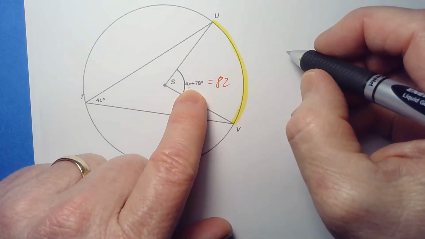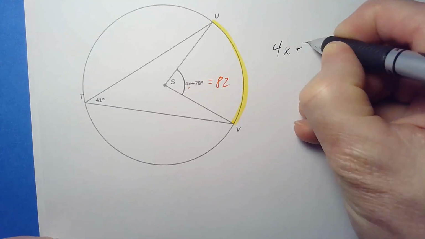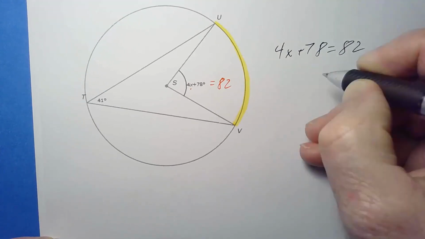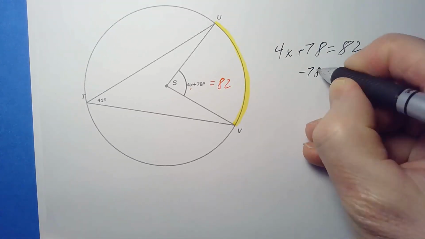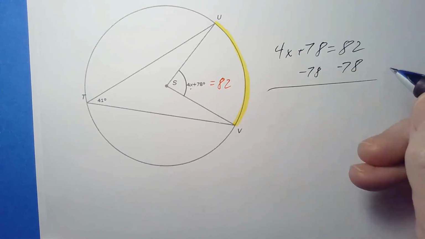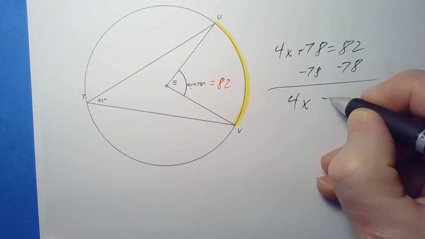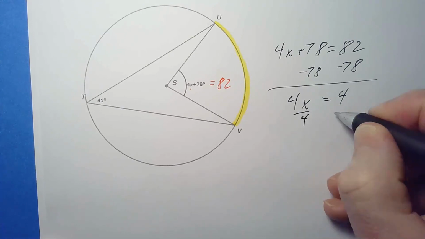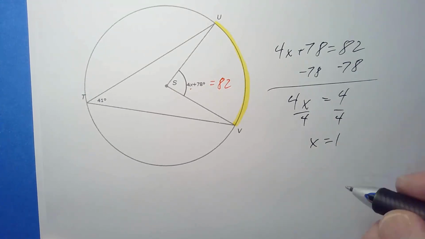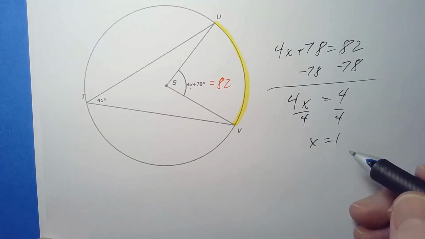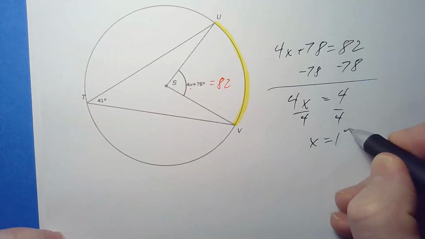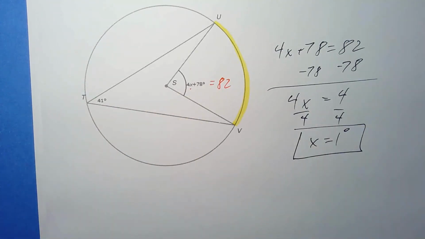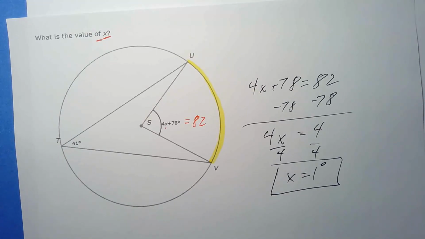We just have an equation, 4x plus 78 equals 82, right? All we're going to do is subtract 78, subtract 78. I get 4x equals 4. Divide by 4, x equals 1, right? So therefore, x equals 1. Now this is actually in degrees, so I should have said degrees. And there you go, okay?